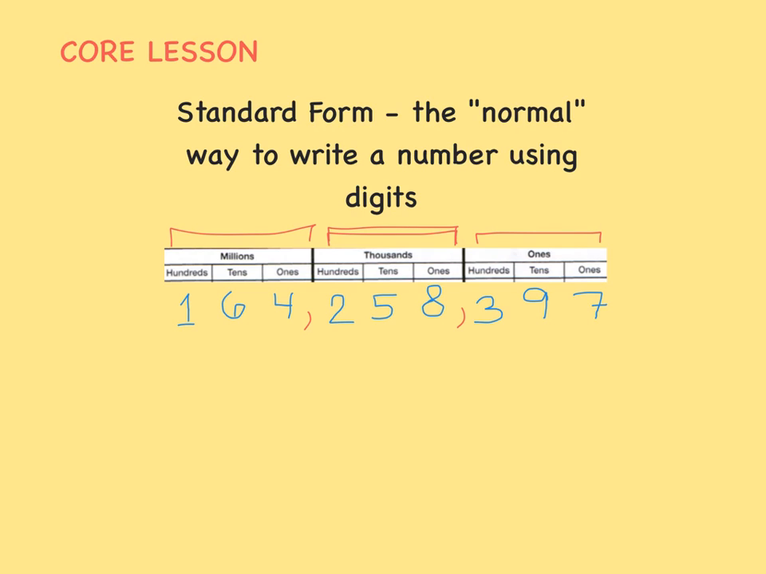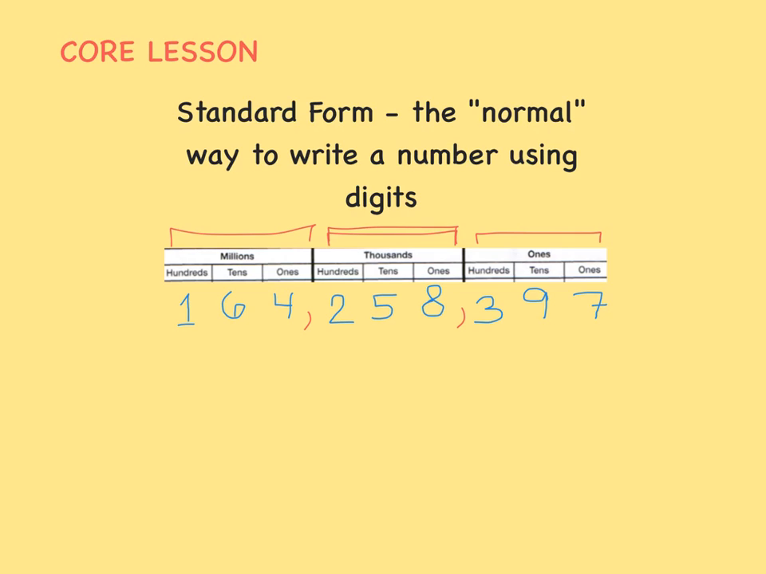What is standard form? Standard form is just the normal way to write a number using digits. It can be tricky to know how to read a number in standard form when there are a lot of digits, like in this number. Those commas help our brain focus on one period at a time to make it easier.